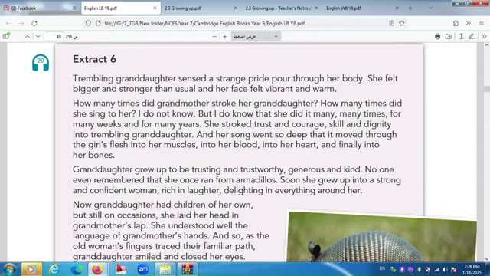How many times did grandmother stroke her granddaughter? How many times did she sing to her? She did it many, many times, for many weeks, and for many years. She stroked trust and courage, skill and dignity into trembling granddaughter, and her song went so deep that it moved through the girl's flesh into her muscles, into her blood, into her heart, and finally into her bones.